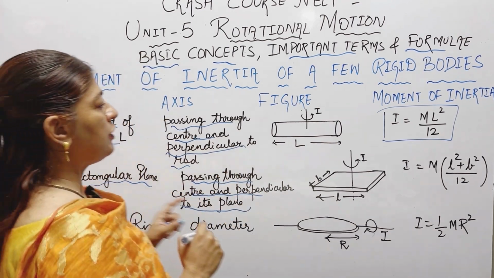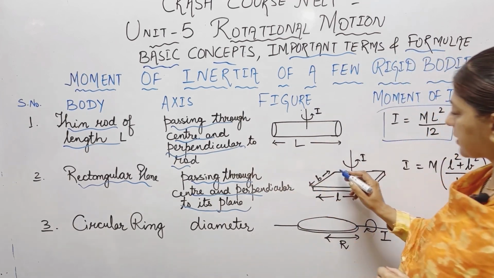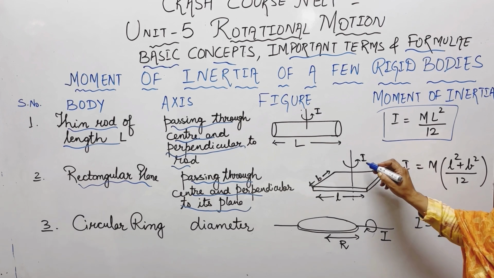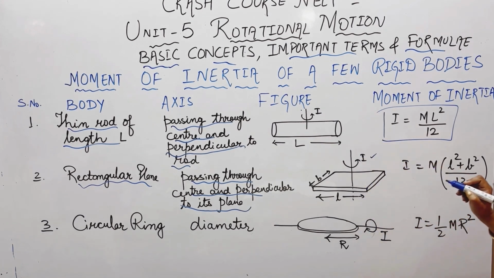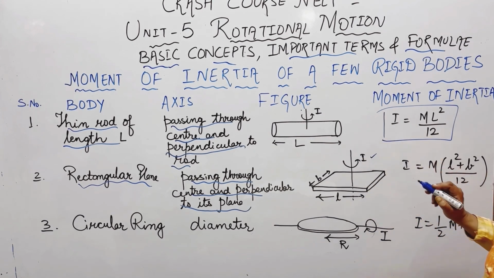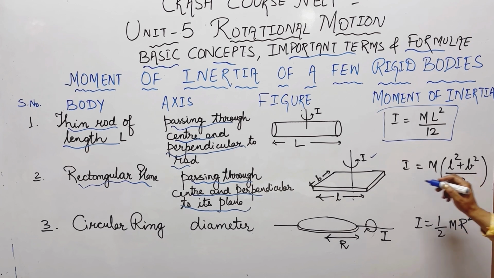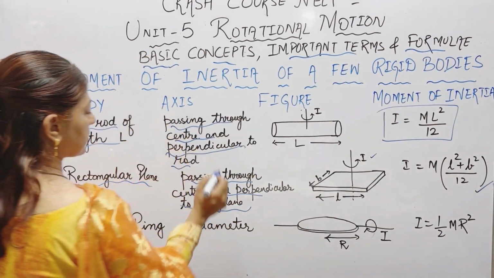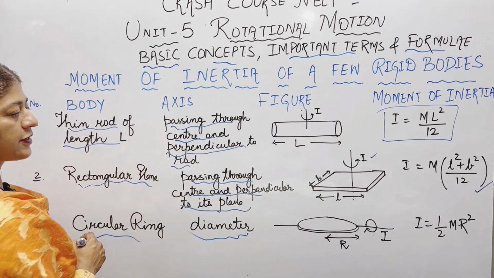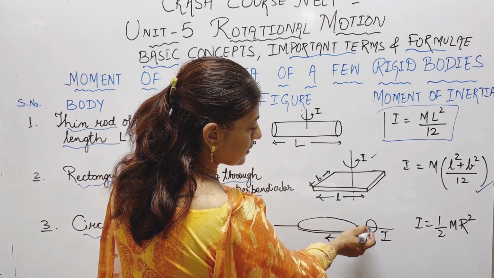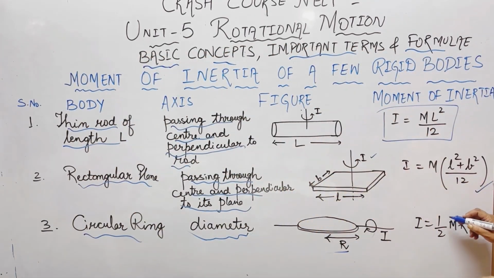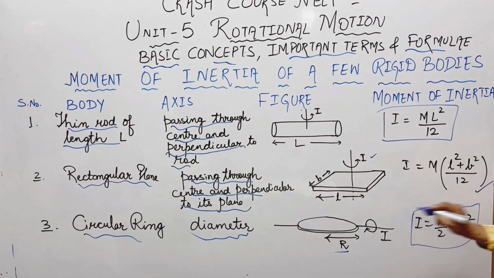If you're talking about a rectangular plane and the axis is passing through the center and perpendicular to its plane, this is the figure for this rectangular plane, and this is the axis of rotation, and I is the moment of inertia. It is given by m (L square plus b square) by 12. Next is the circular ring, and if the axis is across its diameter, this is how the axis goes through the diameter, and I is the moment of inertia. It is given by half m r square.